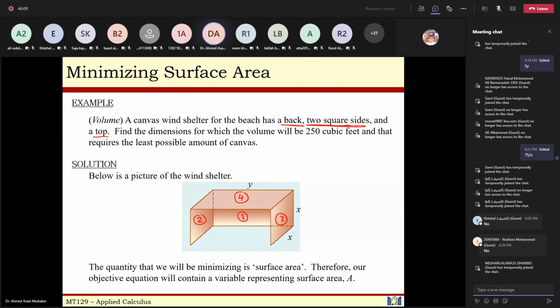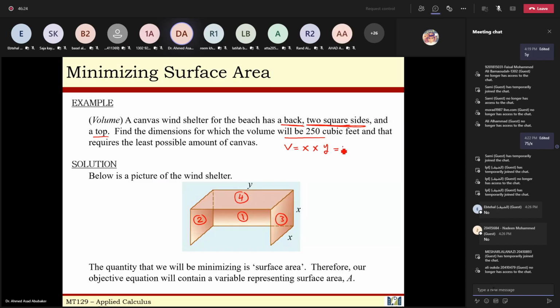Find the dimensions for which the volume V equals x multiply x multiply y, which is length times height, the volume. This must be equal to 150. So we have x square multiply y equals 150. This is fixed. And the requirement is least, this is the minimum amount of canvas.